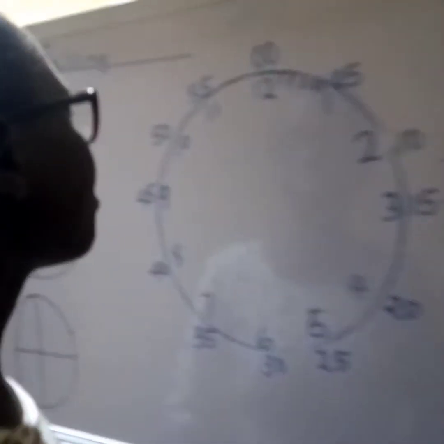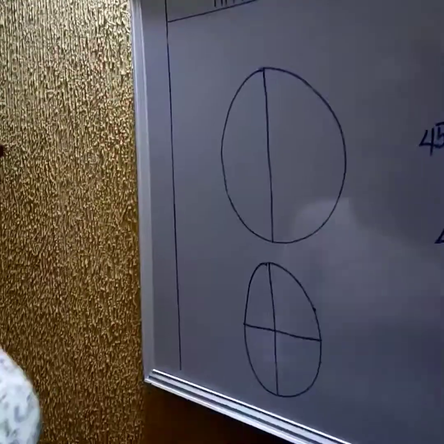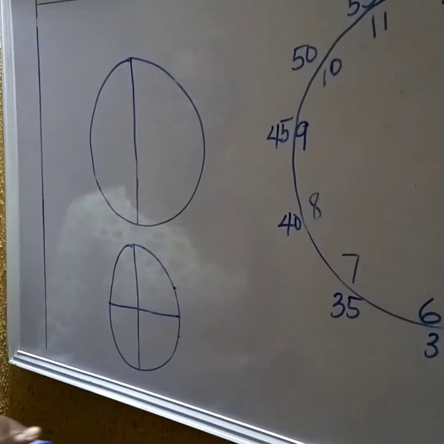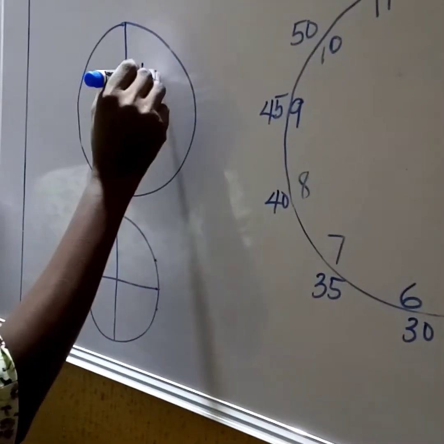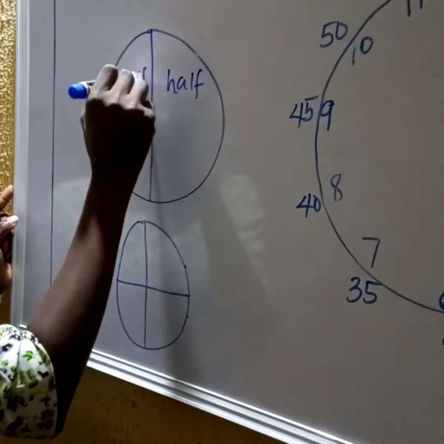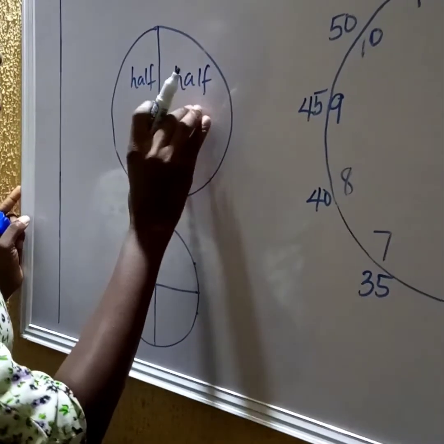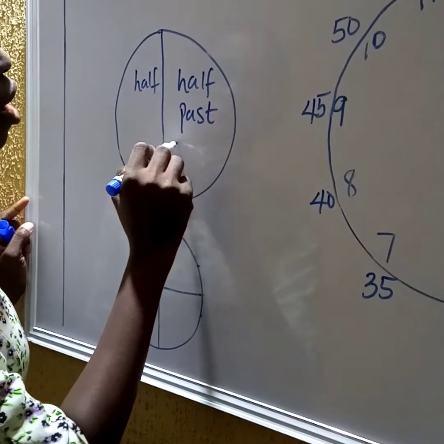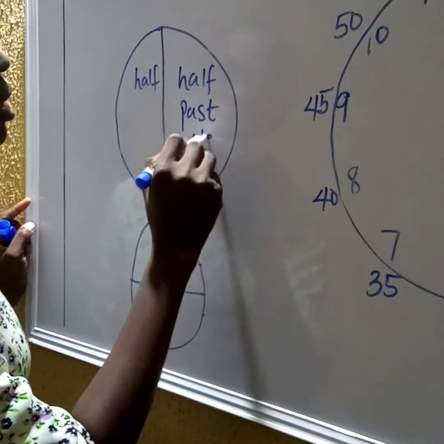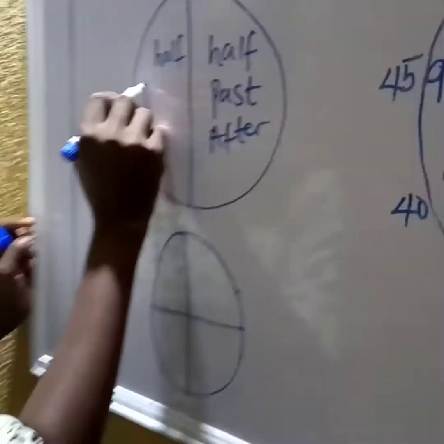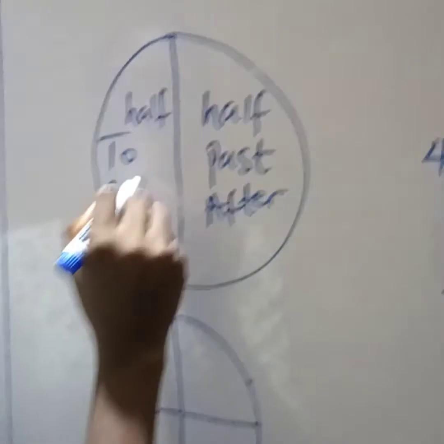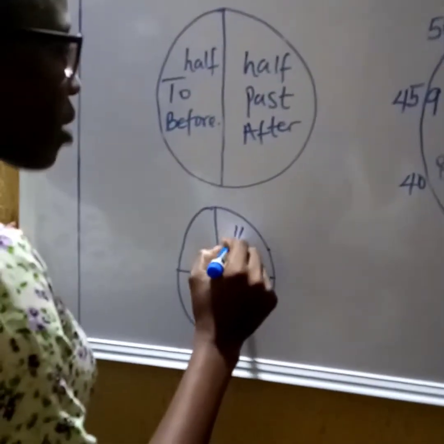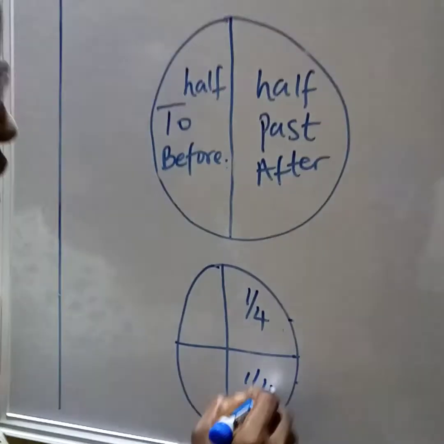So you also need to know that the face of the clock can be divided into 2. If it is divided into 2, we call this half, and this is also half. In this case, this side is what? Past. Half past or after. And this side is what? To or before. It can also be divided into 4. We call this quarter.